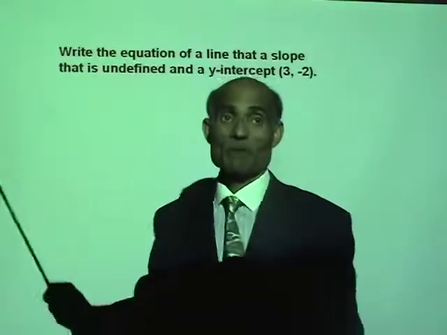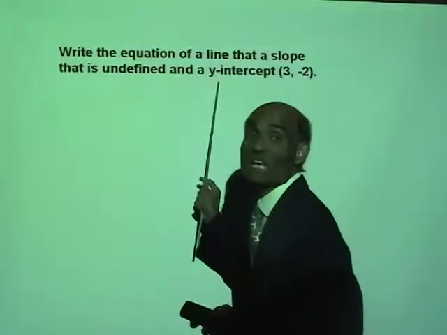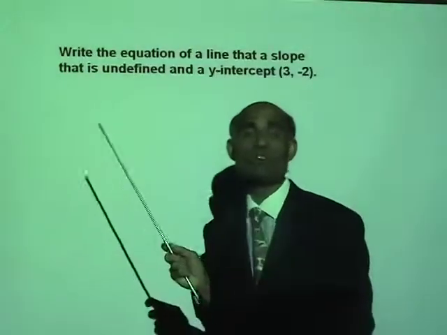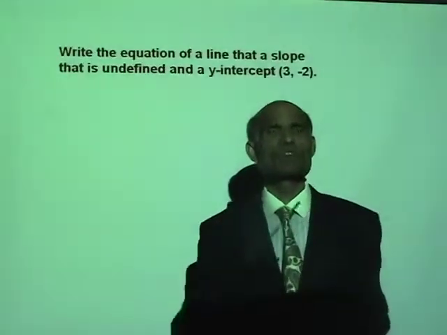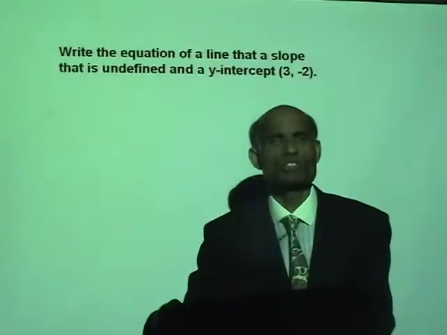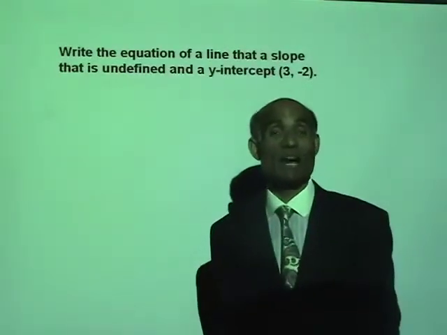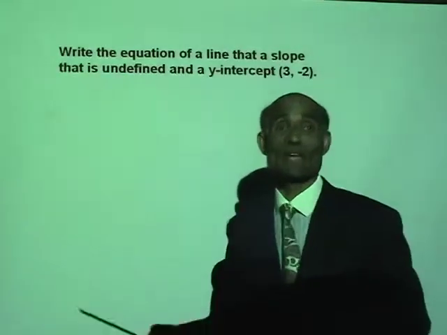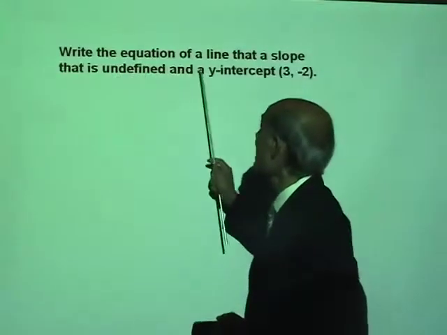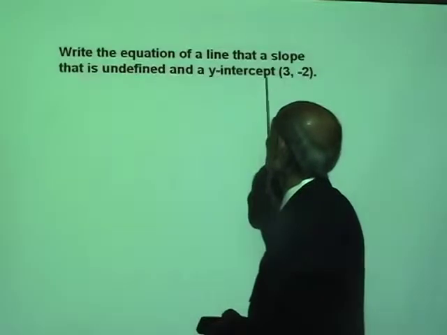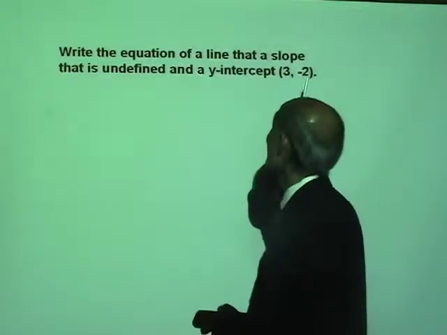Now, I have made a mistake in this question. Can you figure out what that mistake is? I think it'll be very good if you can diagnose and find mistakes, that is the best way of learning. You see, I have said the slope is undefined and the y-intercept is 0, -2.